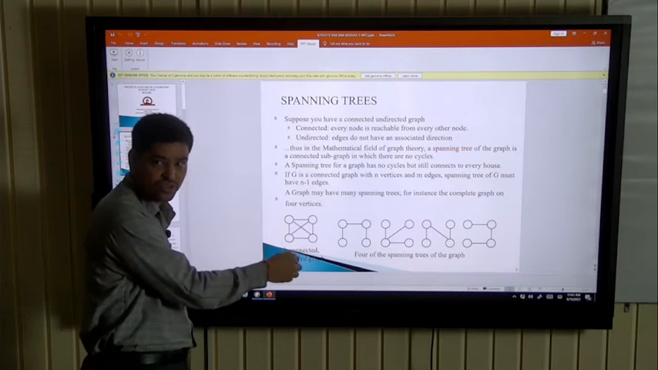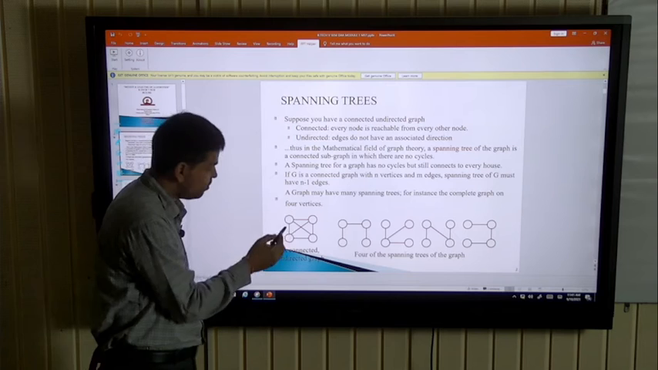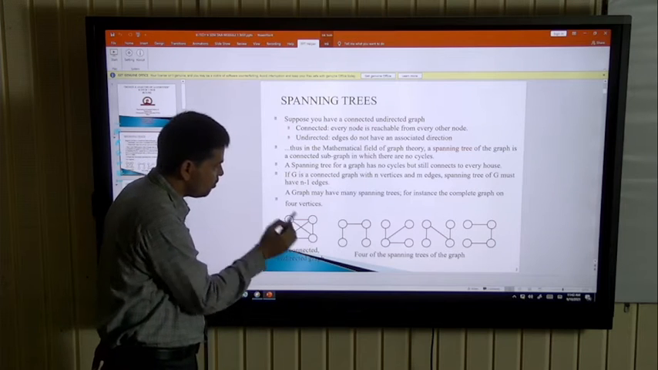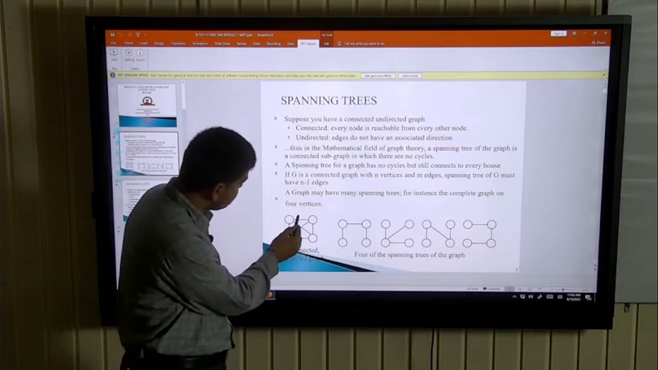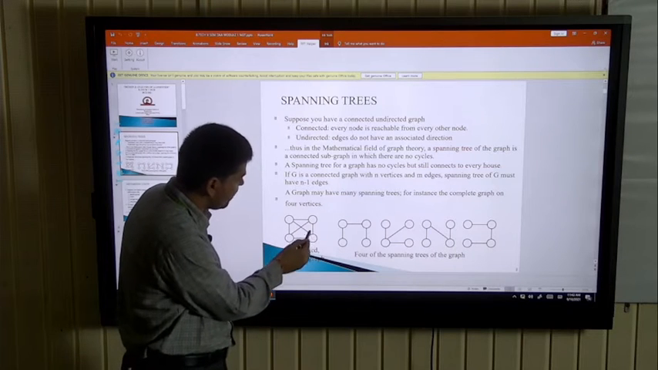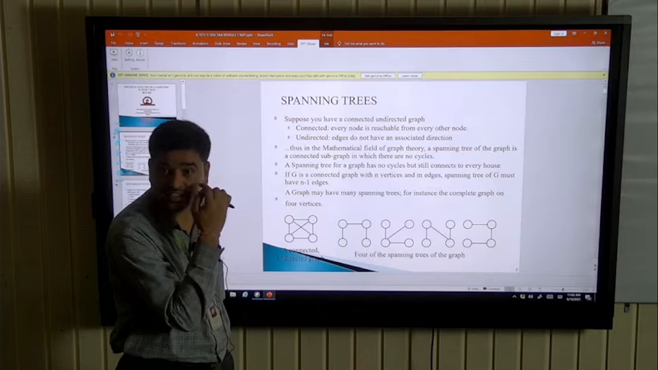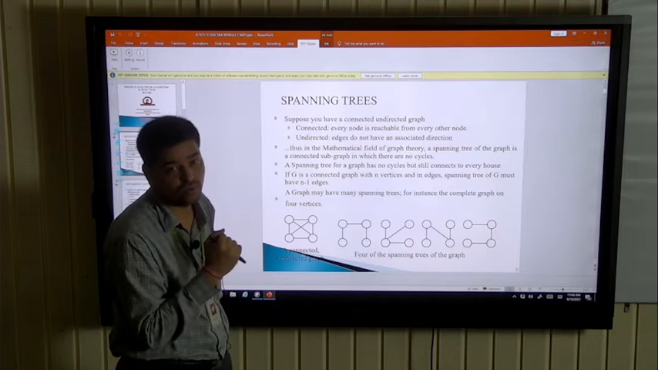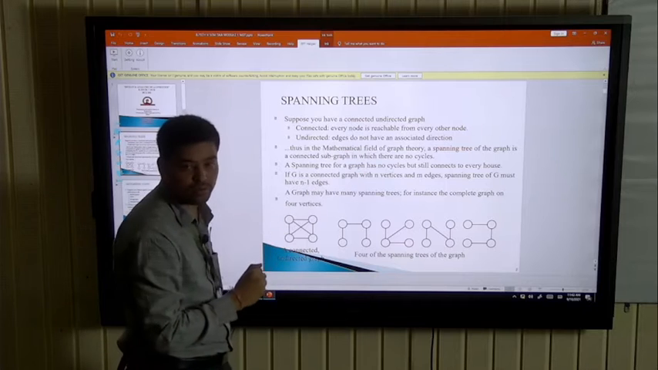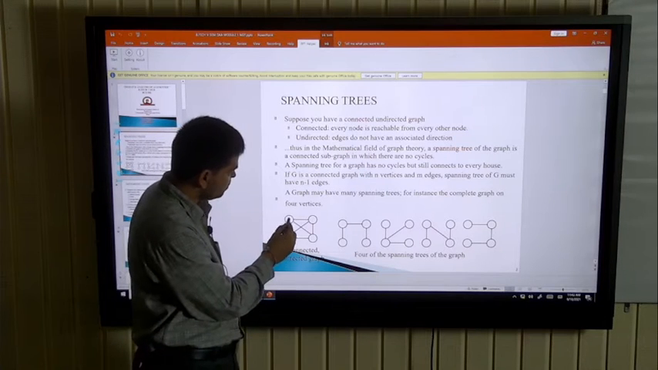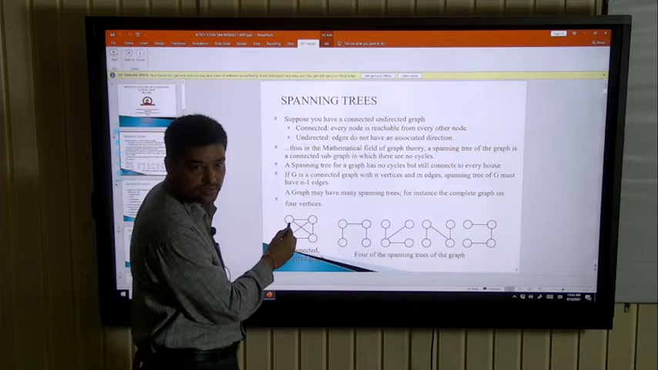How many nodes or vertices? 4: 1, 2, 3, 4. These are the nodes. How many edges? 1, 2, 3, 4, 5, 6. So 6 edges and 4 nodes. Connected: every node is reachable from every other node. From this node, come here, here, this.